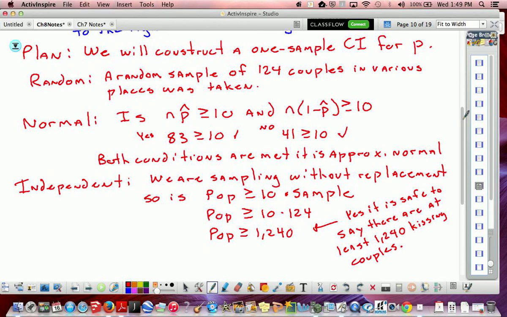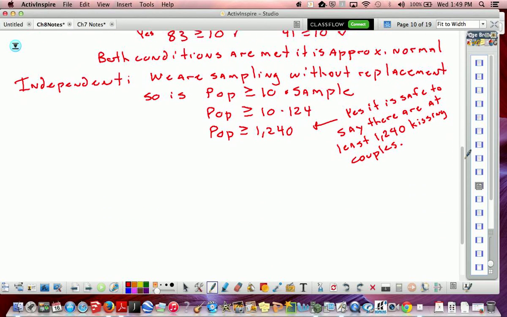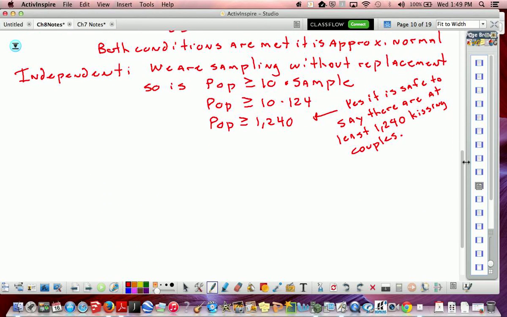Then with the independence, since you're sampling without replacement, just check to see if the population is greater than or equal to 10 times the sample size. 10 times 124 is 1,240. It's probably safe to assume that, say if we're in New York doing this, or even in Minneapolis, we could definitely run into over 1,240 couples in various places possibly kissing.